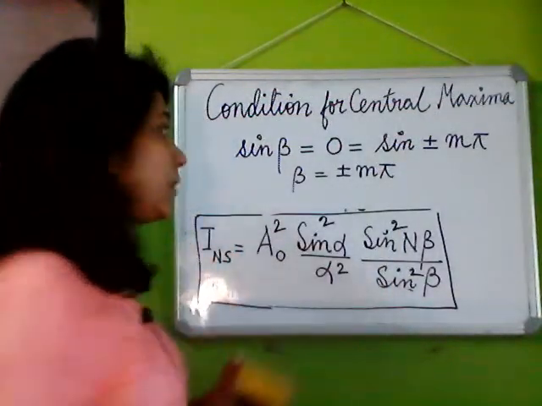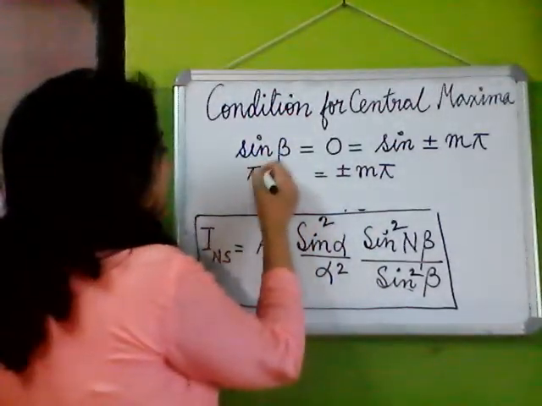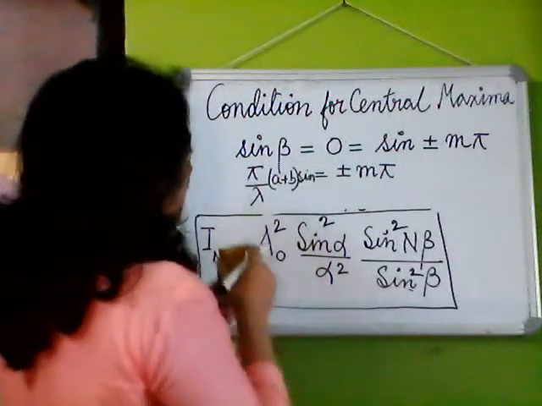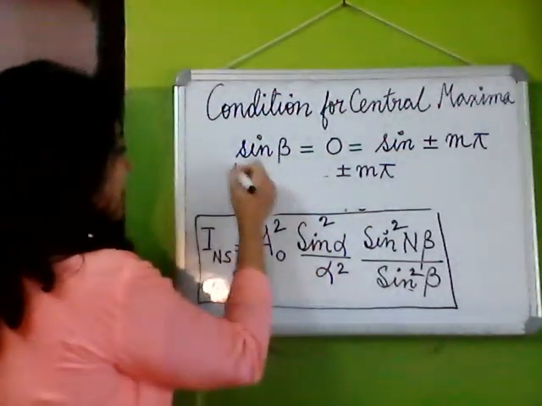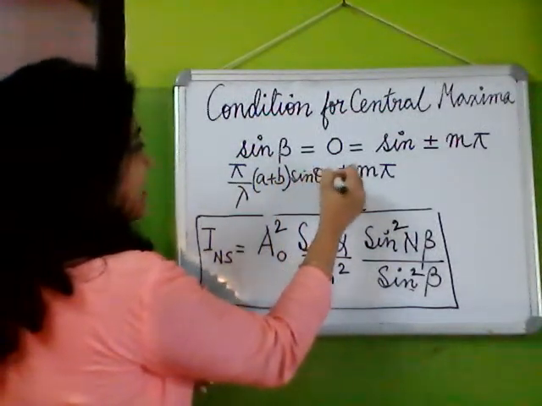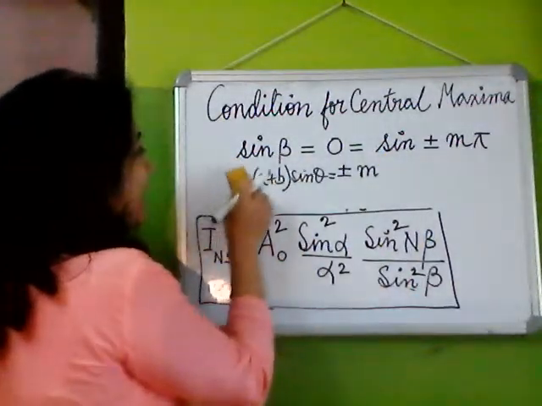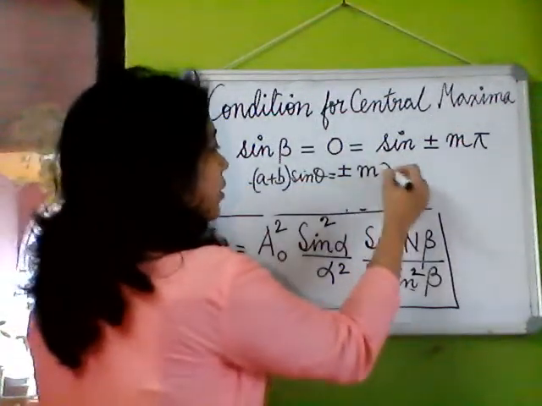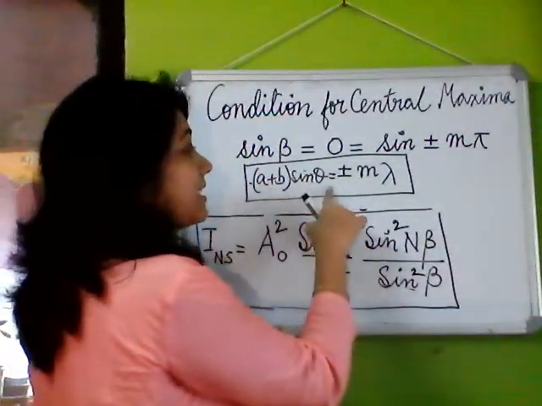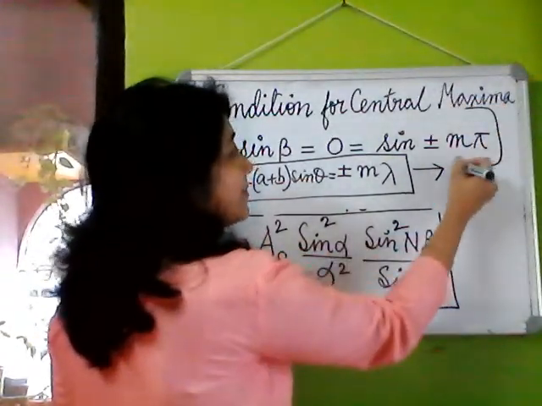And reminding all of you, what is this beta itself? This beta is nothing but pi by lambda times (a plus b) sin theta. Pi by lambda (a plus b) sin theta is equal to plus minus m pi. So what am I getting? This pi and this pi get cancelled, and I get the condition for central maximum as (a plus b) sin theta is equal to plus minus m lambda. This is the condition for central maximum.